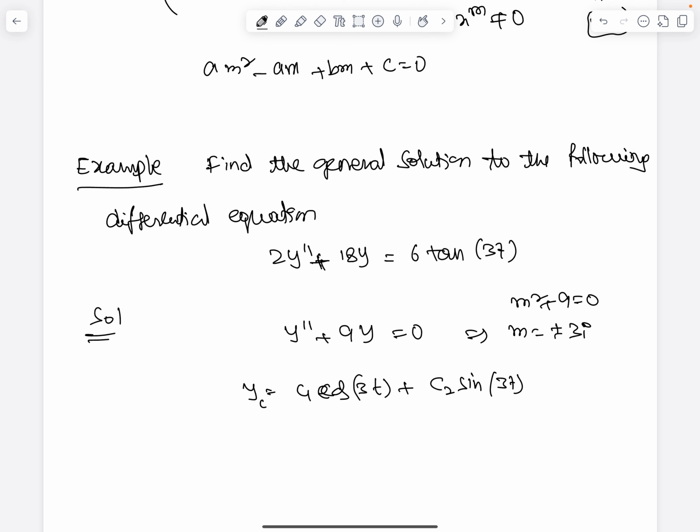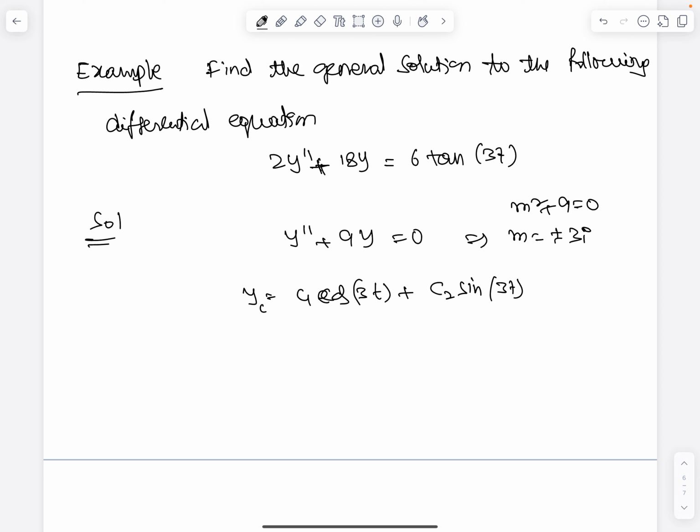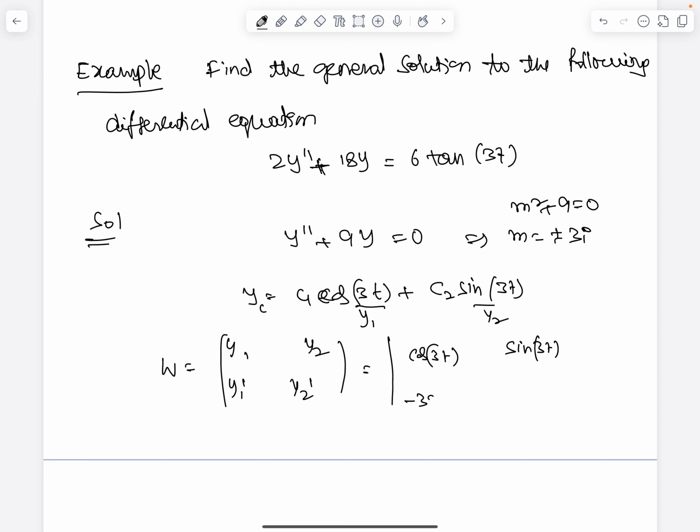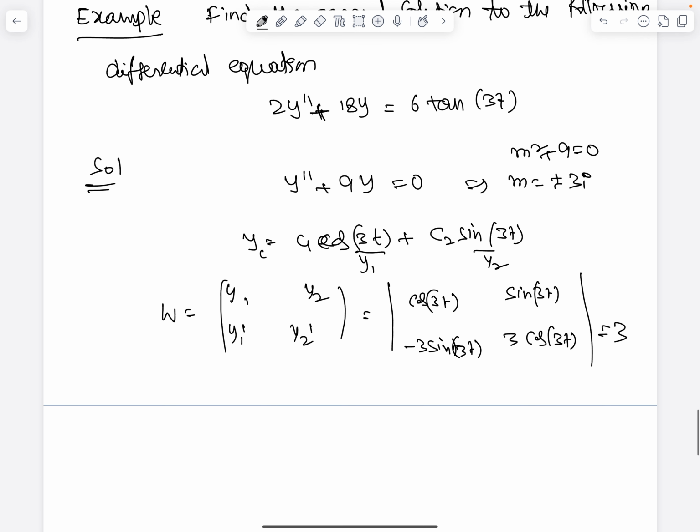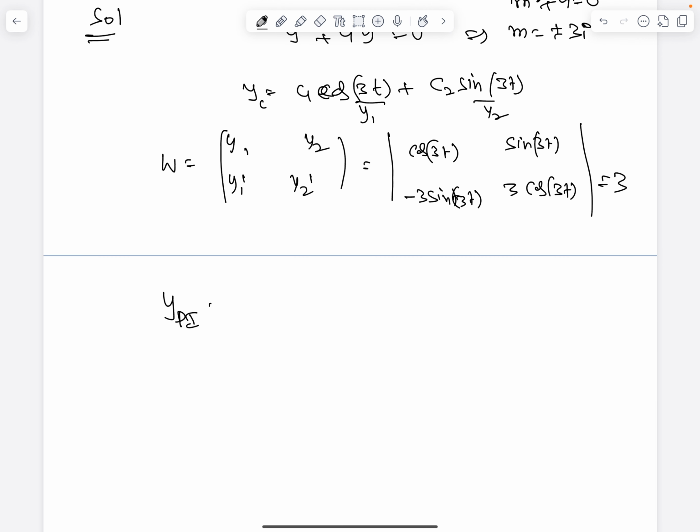Because the independent variable is t, I have taken everything in terms of t. And then the Wronskian is the determinant of y1, y2, y1 prime, y2 prime, so this is like y1 and this is like y2. Therefore cos 3t, sin 3t, minus 3 sin 3t and 3 cos 3t. If you simplify, this is giving 3, as cos square 3t plus sin square 3t is 1. Therefore, your yp is equal to v1 y1 plus v2 y2.